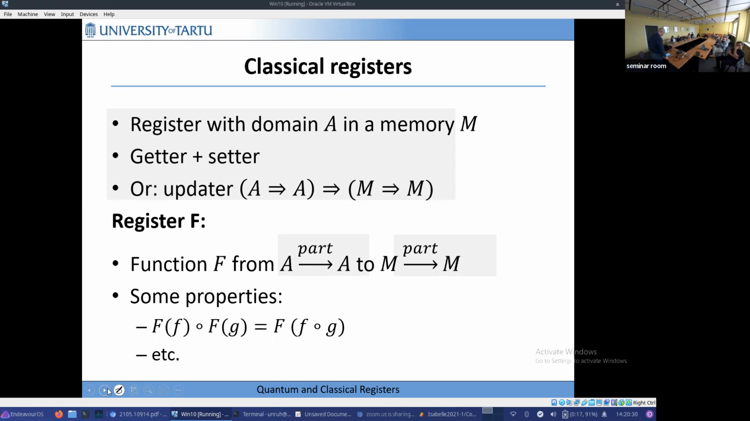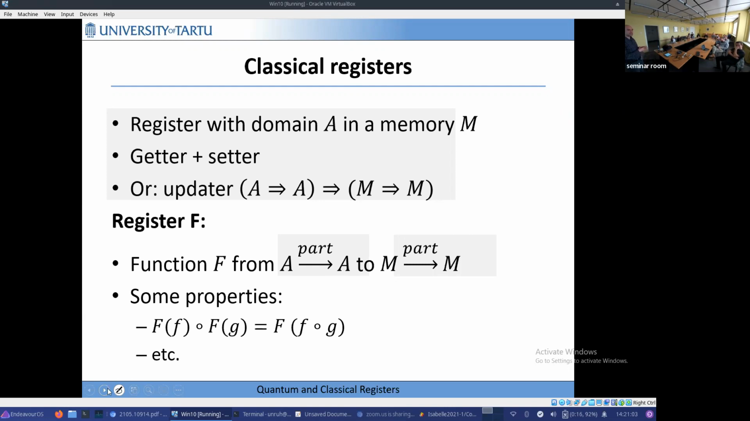And I can define a register classically, or a variable, or a record entry, with a getter and a setter. So this is not some very new insight. The getter would just be a function from memory to content, from M to A, and the setter would take a memory and a new content, and give me the new memory. So this actually fits into our general framework. However, it is not the representation in which this is most obvious.